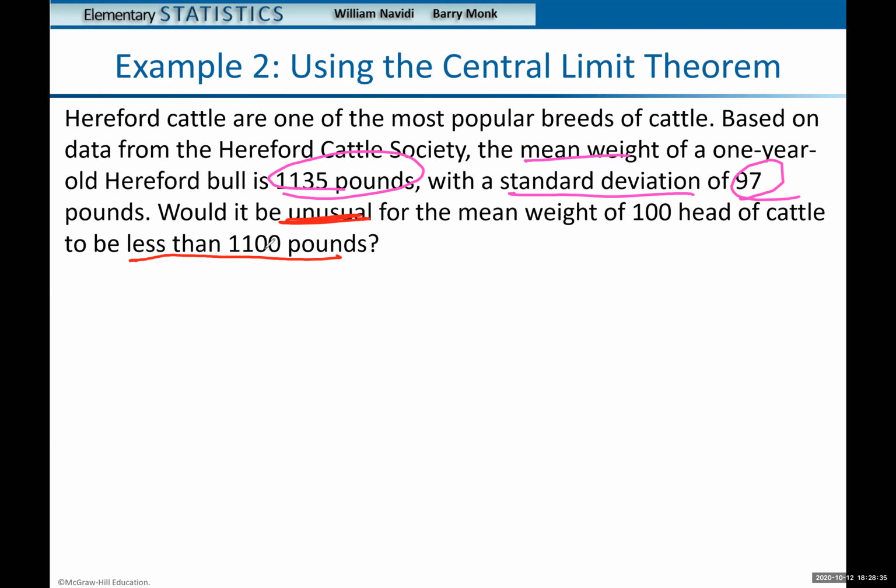So again, unusual, so we have to check if it's less than 5%, right? Would you like to try this first? 2 minutes. Less than 1100.